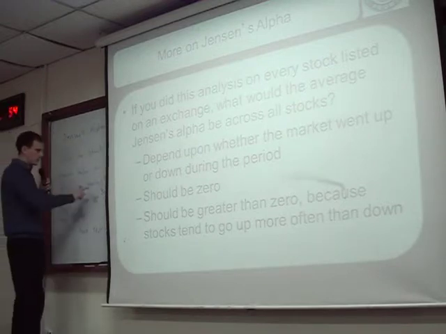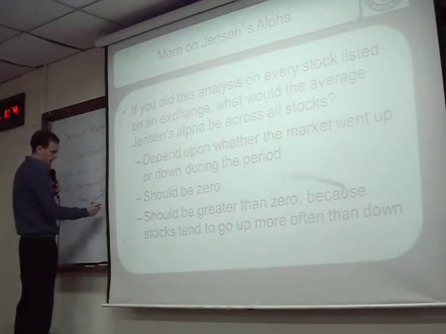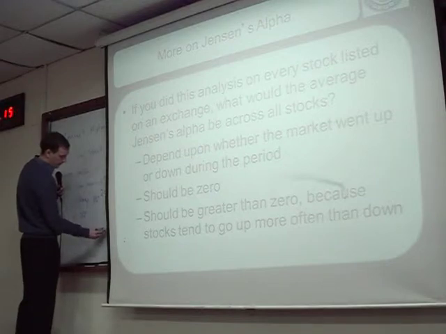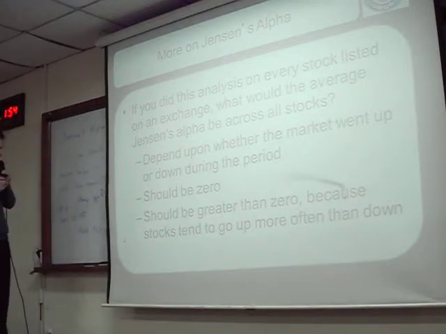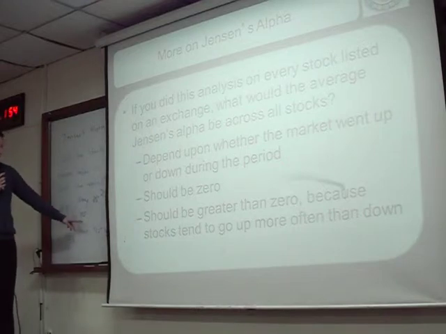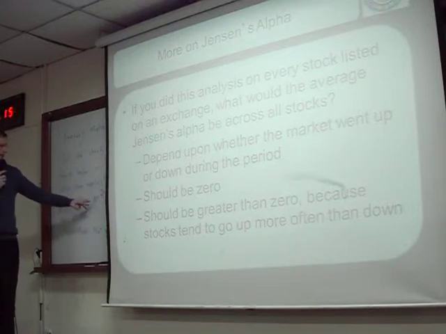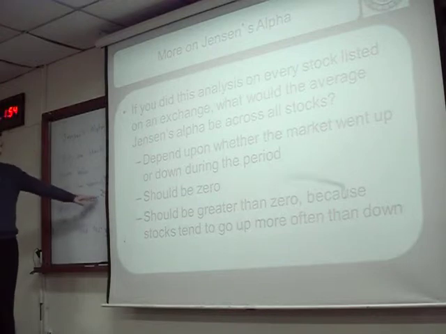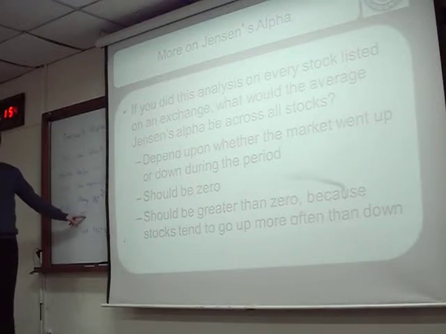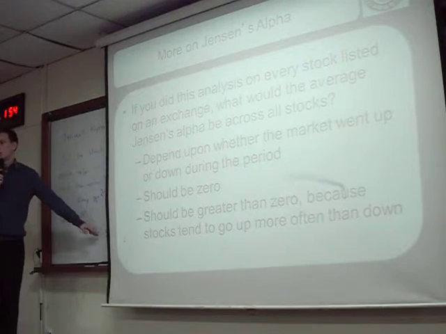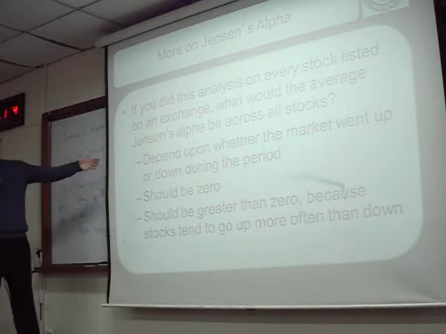Let's say that Disney went up by 20% and Apple went up by 30%, right? In this case, the market went up by 25%, right? It looks like Apple, which we expected to go up 8%, went up 30%. But would you say that Disney's managers were doing a good job here or not? No, right? The market went up 25%, and the stock that we expected to go up less than Disney went up more than Disney. Okay? So Jensen's alpha is relative.